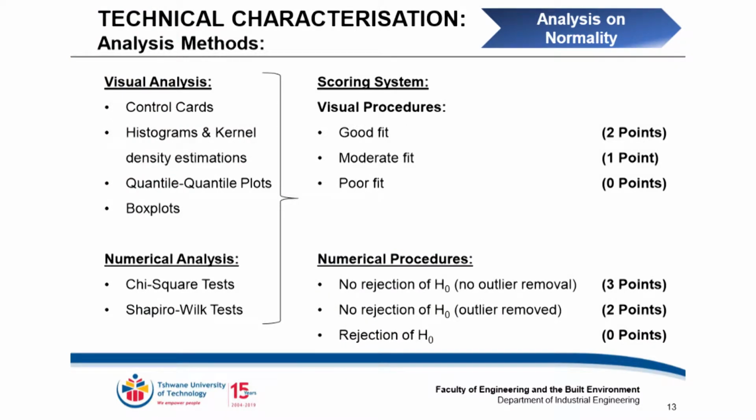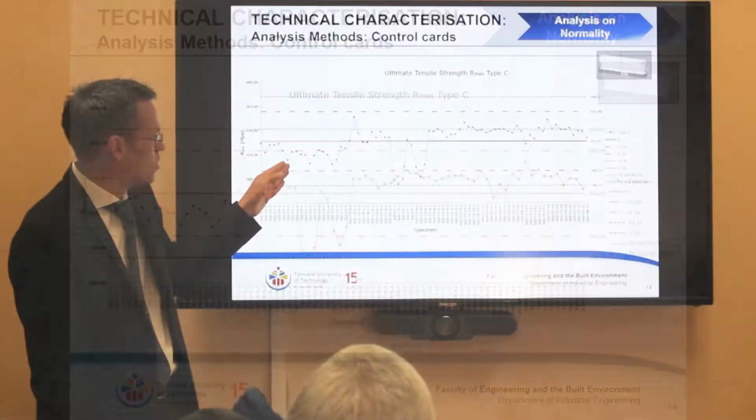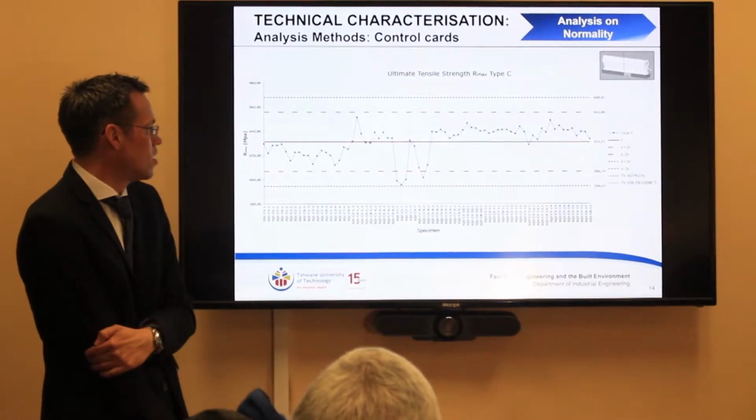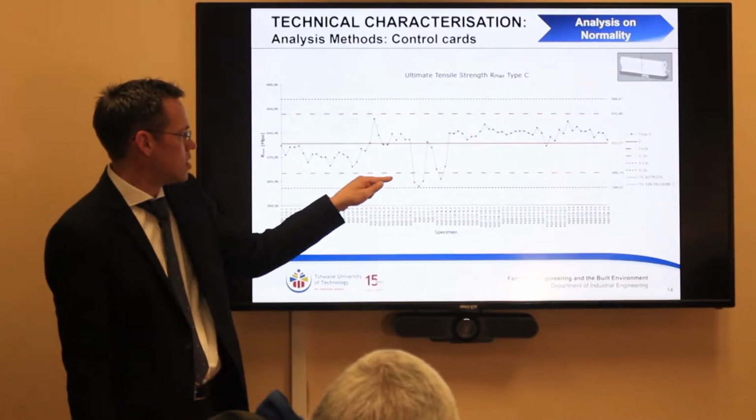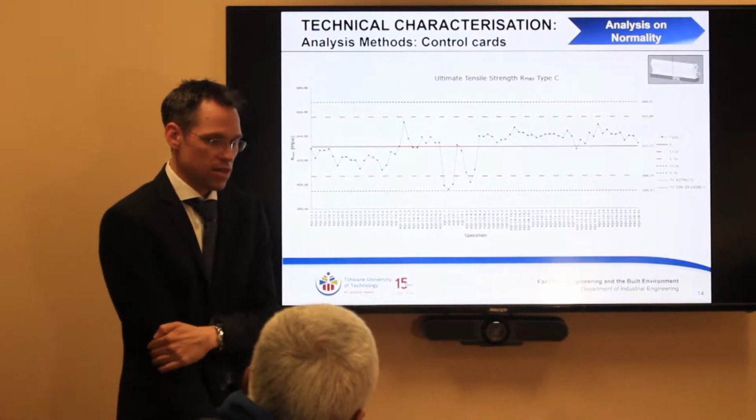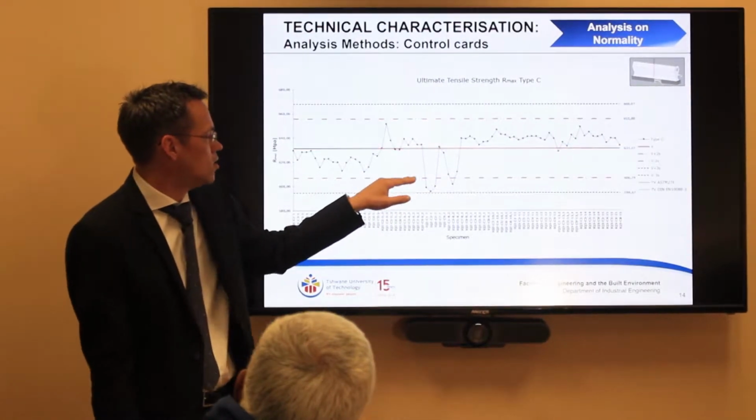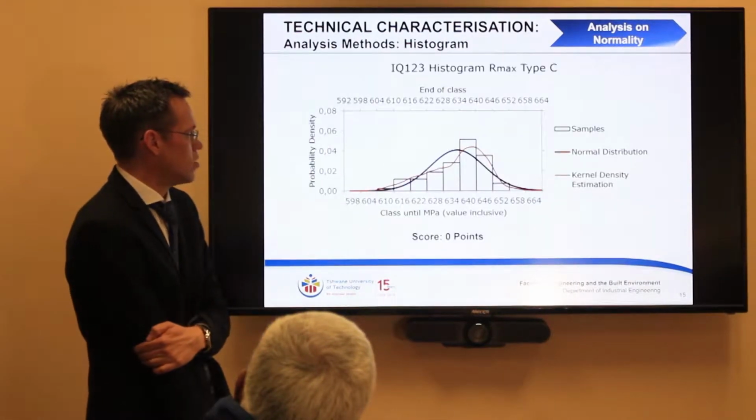And when it was rejected, it was 1 point, 0 points, excuse me. So to give you an impression of the graphical procedures, here you see a control card which lists all the tested values over time. Once a value is located outside the 4 sigma interval, which is basically a 95.45 probability, then it will not be considered within the statistical evaluation.